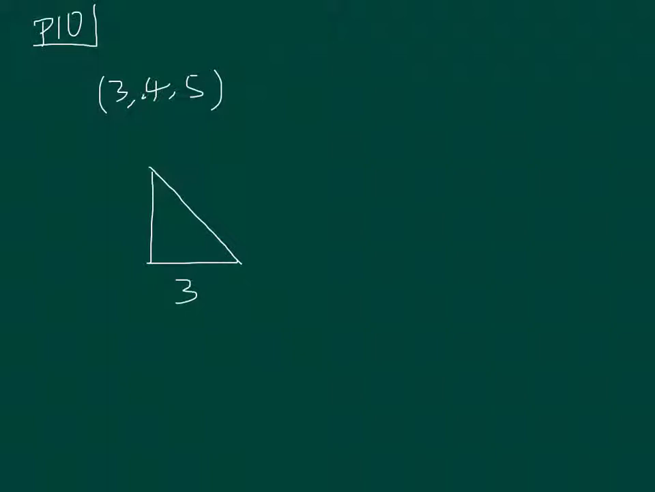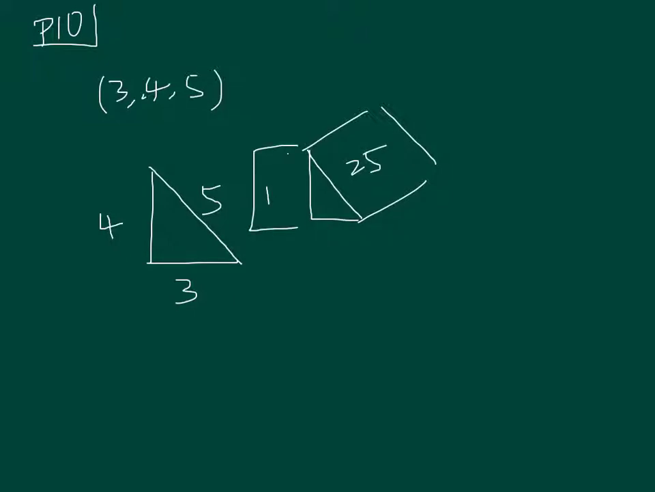One leg is 3, the longer leg is 4, and the hypotenuse is 5 units, because if you make a square out of each, the biggest one will be 25, which is 5 squared, the middle one is 16, which is 4 squared, and the smaller one is 9, which is 3 squared. So 3 squared plus 4 squared equals 5 squared. And in this section there are two other Pythagorean triples. What are they?